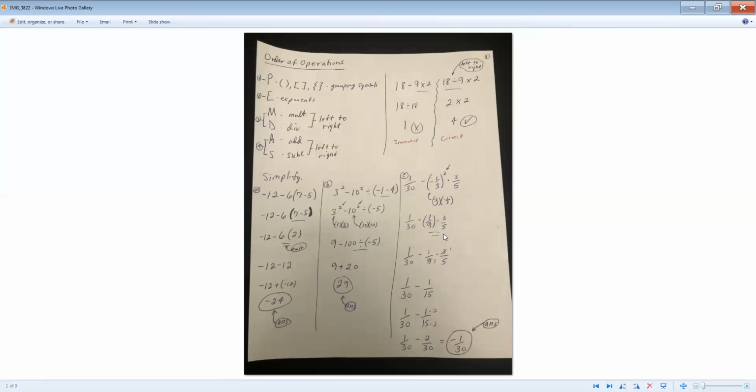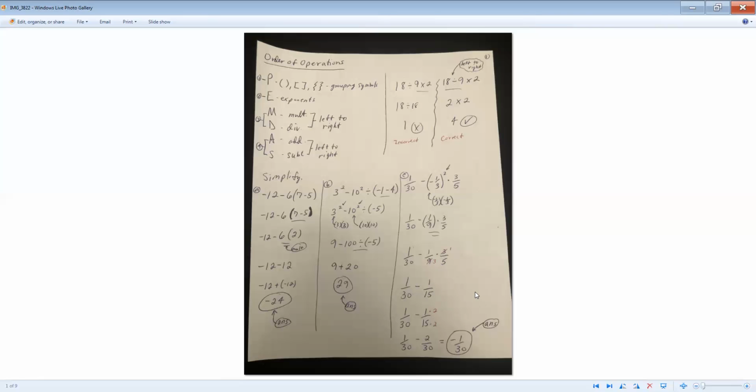So we will do the multiplication next. The 3's will cancel. We have a 3 that's in our numerator and a 3 that's in our denominator, and this 9. They will cancel out, leaving me with a 1 here and a 3 down here. So on top, we have 1 times 1, which is 1. 3 times 5 is 15. Now all we have left is 1 over 30 minus 1 over 15.